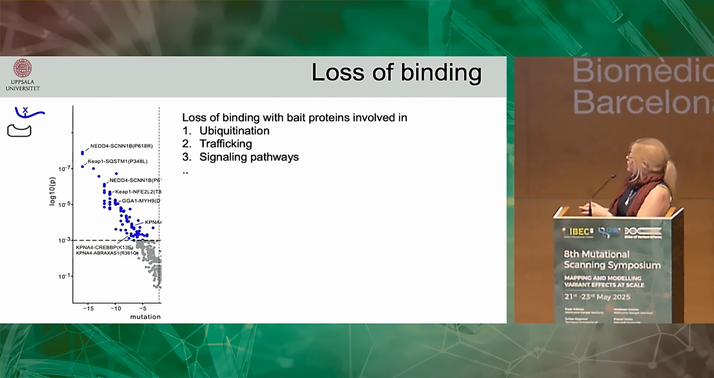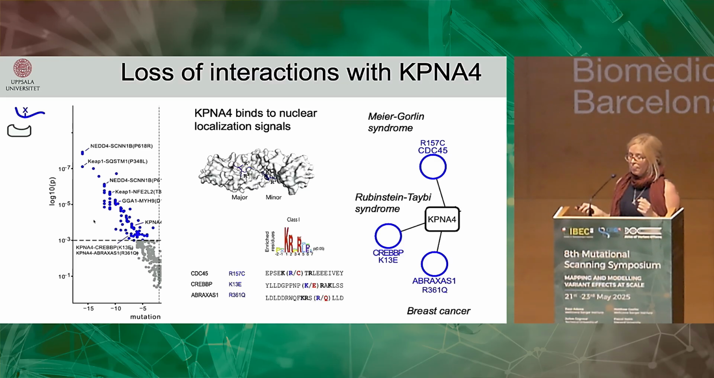Now, if we look at this left arm here, we can also look at what kind of proteins we find here. So what are the most common loss of function mutations? What do they affect in terms of binding partners? And many of these interactions were related to loss of binding to E3 ligases, such as KEAP1 and NEDD4. We also saw loss of binding to proteins involved in cellular trafficking.